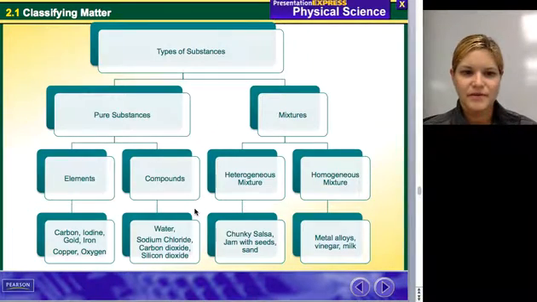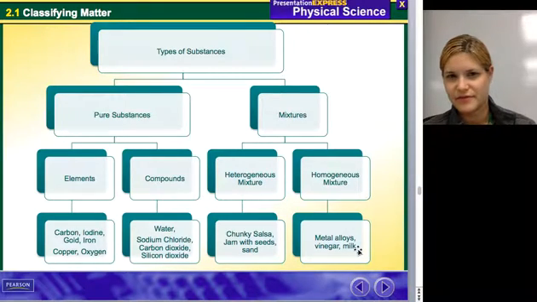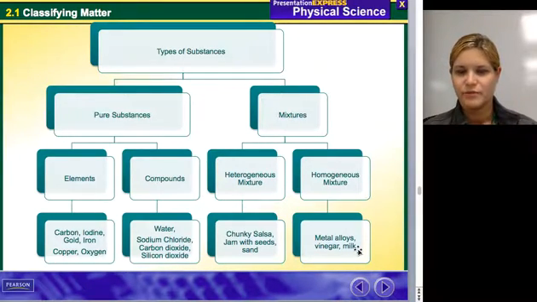So listing a couple of those, for the heterogeneous mixture here, we have chunky salsa, jam with seeds in it, sand. For homogeneous mixture, I put metal alloys. Another example of a metal alloy could be aluminum foil, which is a mixture of aluminum and tin. Then we also have vinegar and milk.